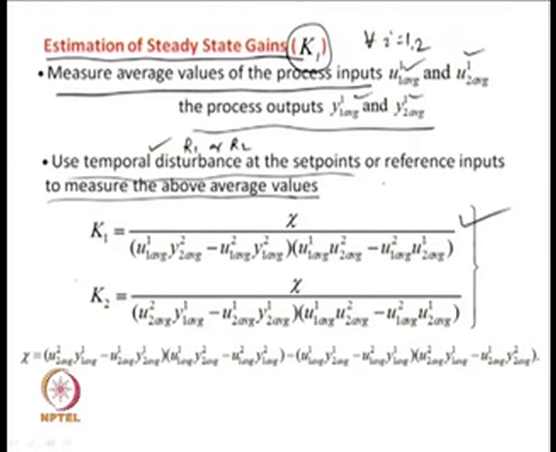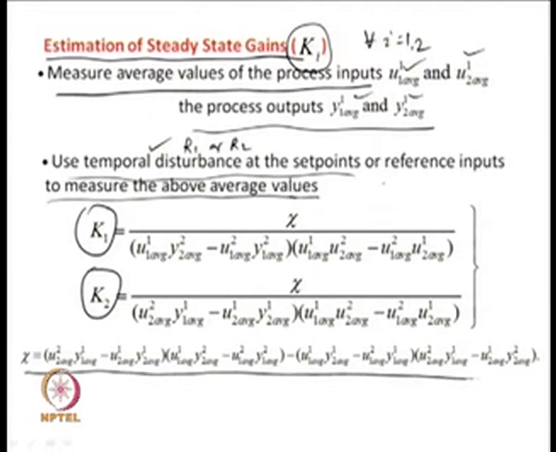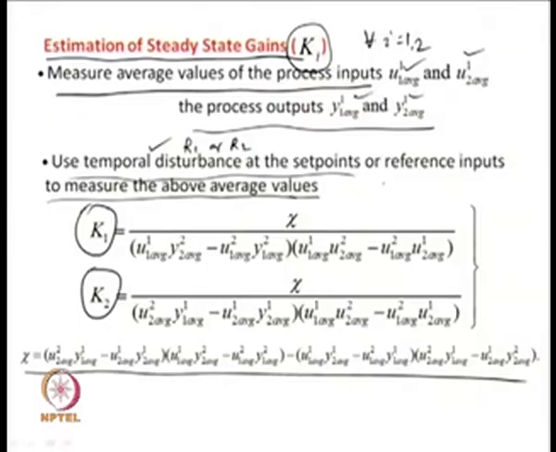Similarly, K2 can have an expression of this form. So, use the measurements and estimate the steady state gains K1 and K2, where xi is given by this horrible expression. Now, these are very simple to obtain. The procedure for obtaining the expression for steady state gains will be explained now. How do I get those expressions?